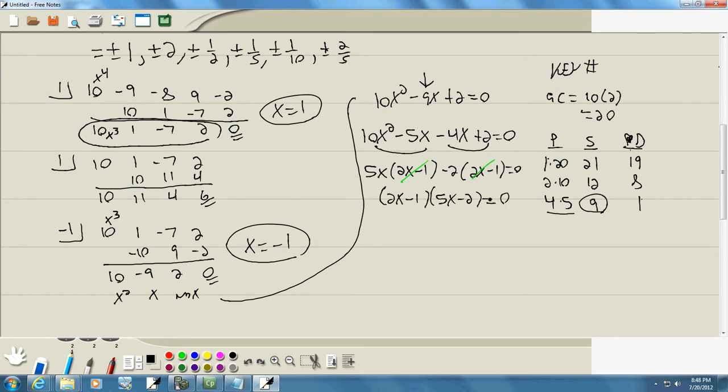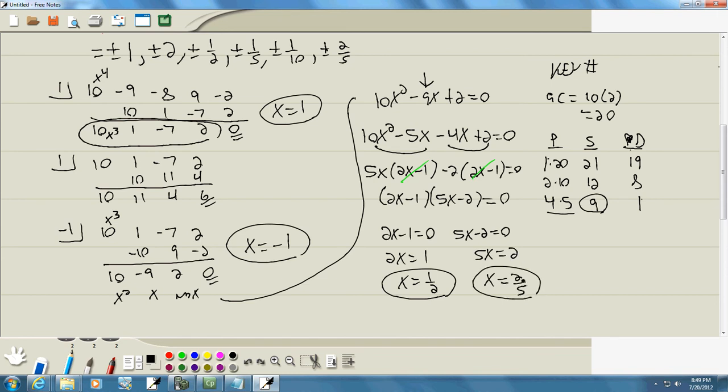Zero factor property: you get 0 on one side, you factor the other side, you set each factor equal to 0. So I said 2x minus 1 equal to 0, and 5x minus 2 equals 0. Solve for x, take negative 1 over, divide both sides by 2, you get x equals a half. Here, take the negative 2 over, it becomes a positive 2, divide both sides by 5, and you get 2/5. And those would be our 4 answers.